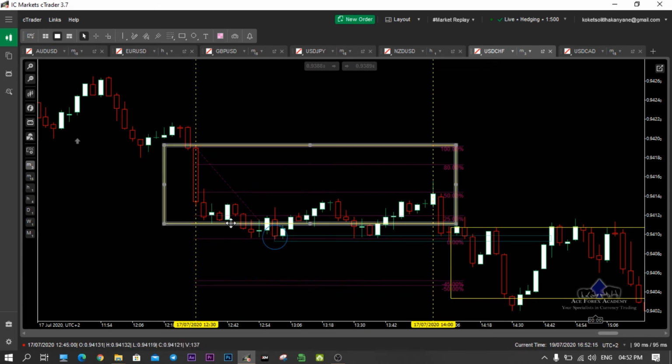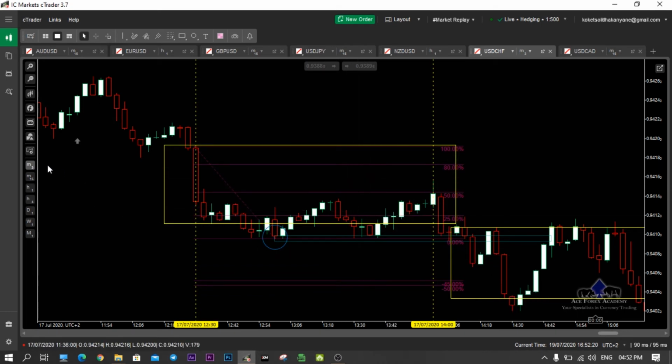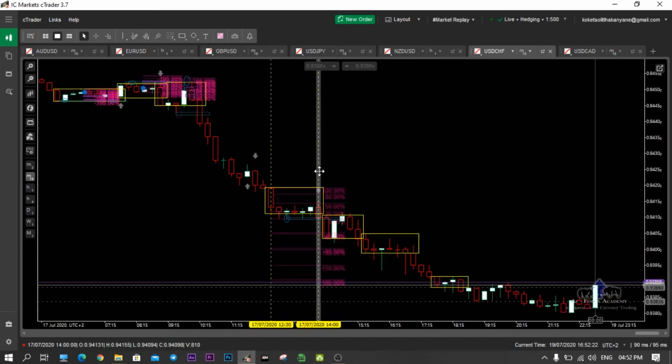So no trade on this particular setup, even though price did push to the downside. Okay, let's move to the next one.